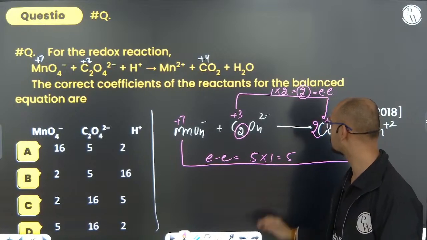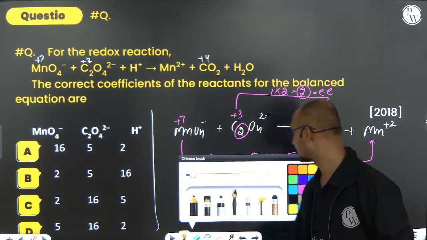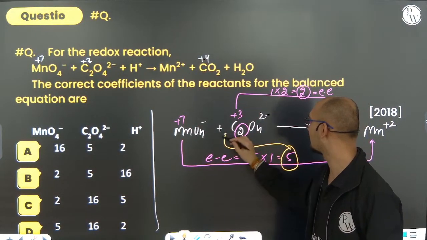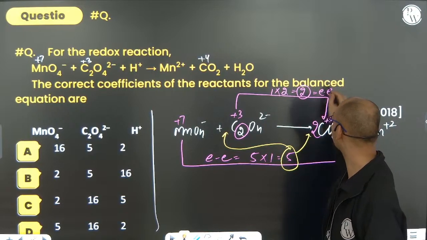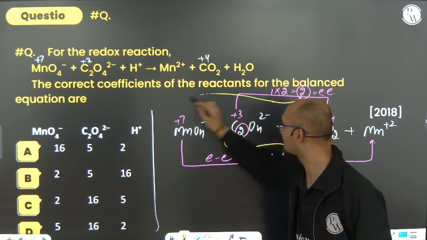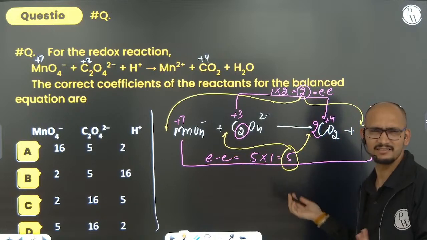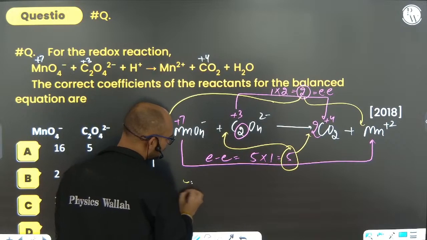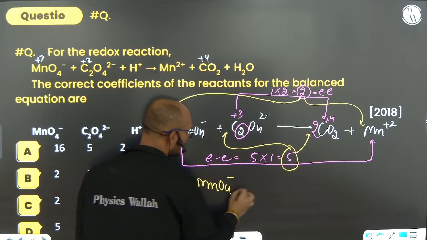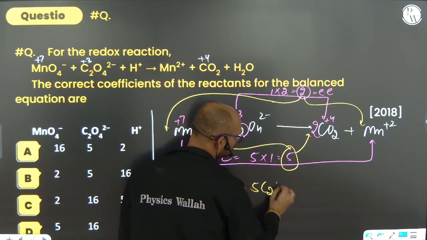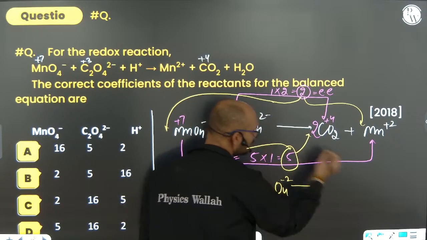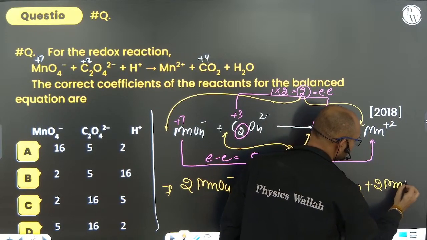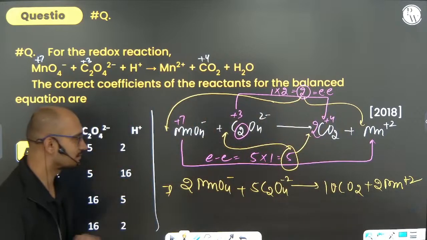Whatever the electron exchange is, you just cross multiply it. This 5 has to be multiplied with carbon, because it is the change in manganese. And this 2 is multiplied with manganese, because it is the change in carbon. These are the few rules that we have to follow, right? So it becomes 2 MnO4 minus plus 5 C2O4 2 minus, converting into 10 CO2 plus 2 Mn 2 plus. This is what we have got.